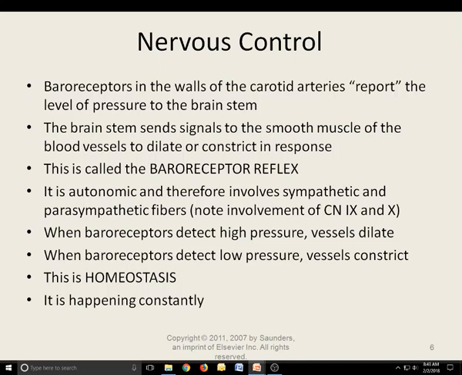Okay, if the baroreceptors detect that the blood pressure is too low, they'll send that information to the brain. The brain will tell the blood vessels to constrict, to raise the blood pressure back up. So this is homeostasis, constantly going on, right, to control the blood pressure in your body. Constantly happening, right? And this is autonomic. This is sympathetic and parasympathetic, okay, working together to make this happen.